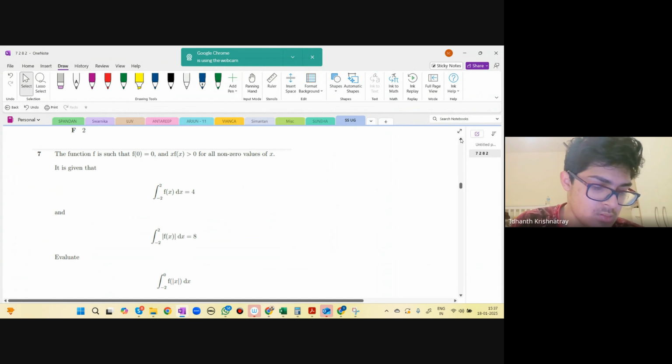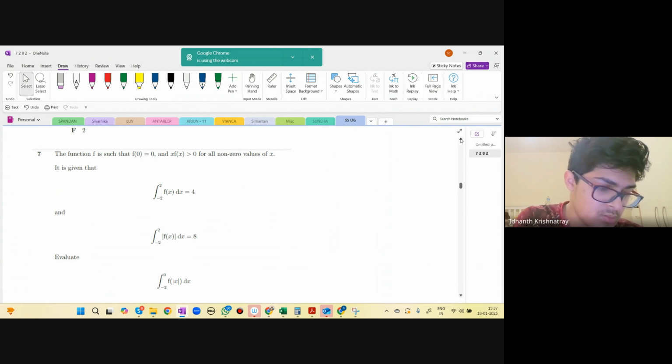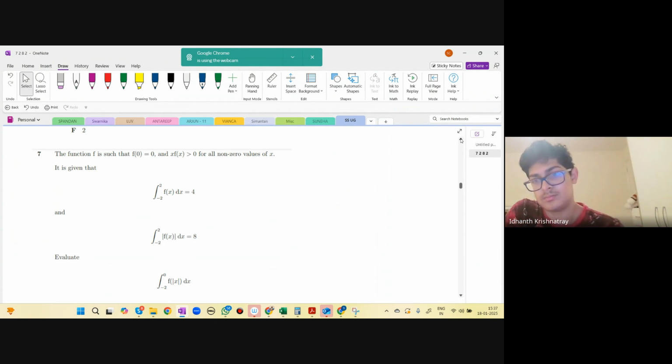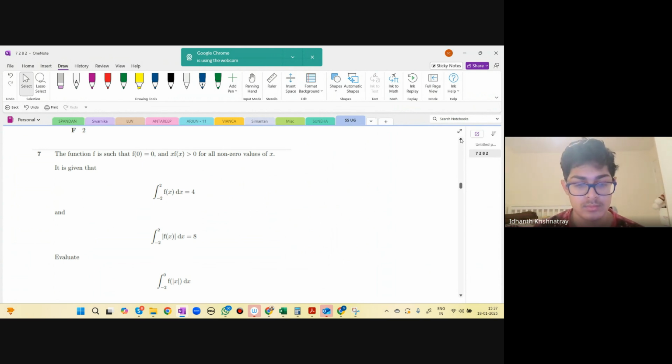Function f is such that f0 is 0 and x f(x) is greater than 0 for all non-zero values of x. Given that the integral of this is 4, the integral of this is 8, evaluate the integral of this.